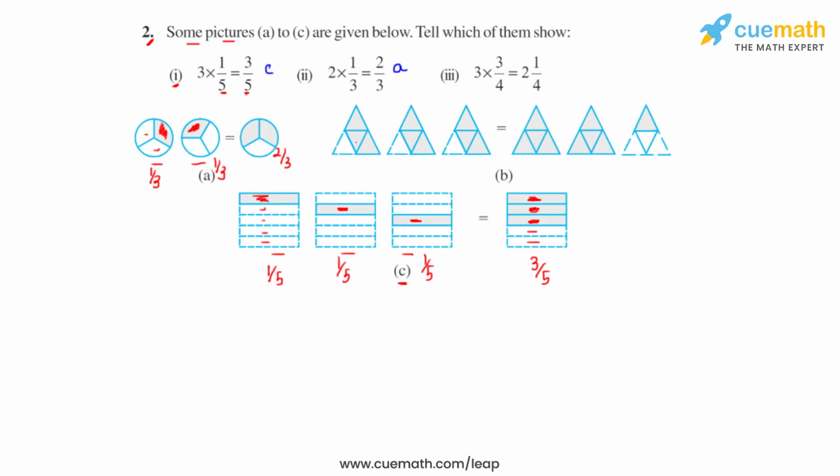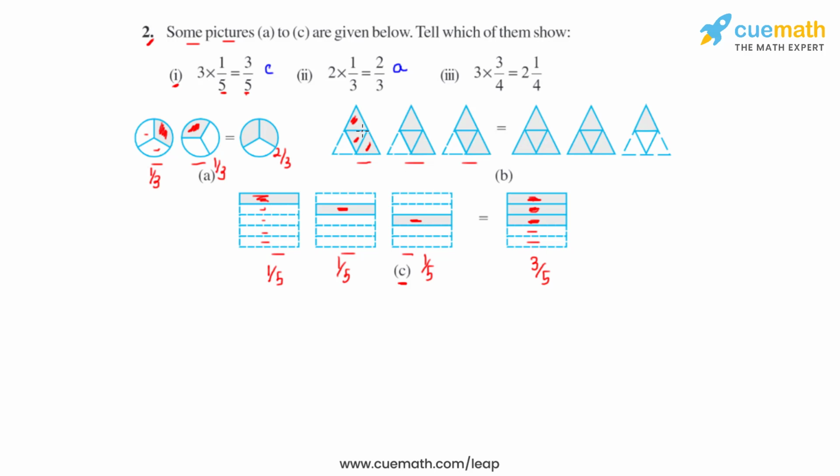Now coming to the last bit, which is the third bit, we have 3 times 3/4, which is given as 2 1/4. So we have 3 figures in option B, that is 3 triangles. Each triangle has got 4 parts, out of which 3 parts are shaded.